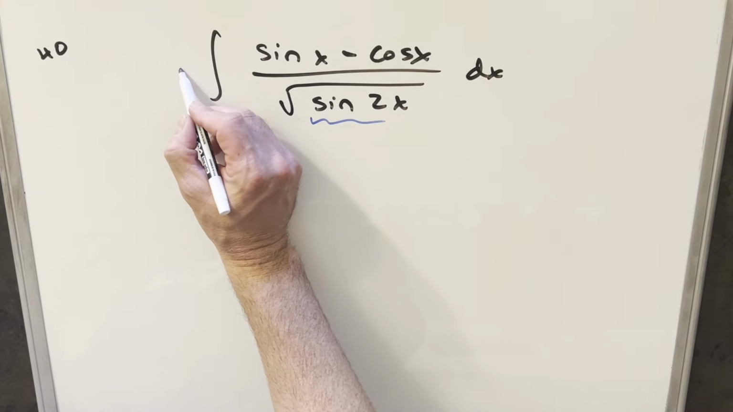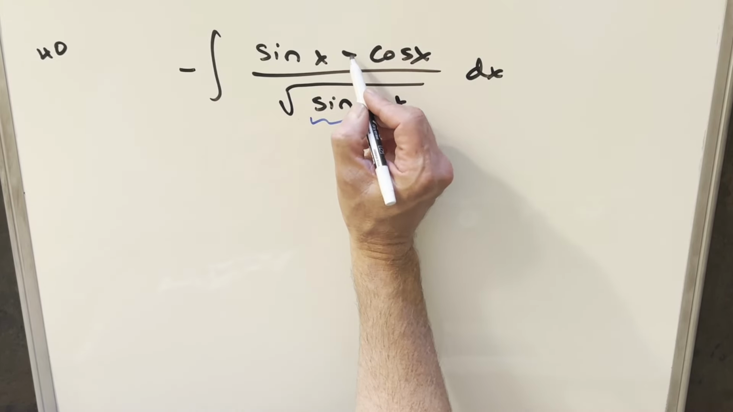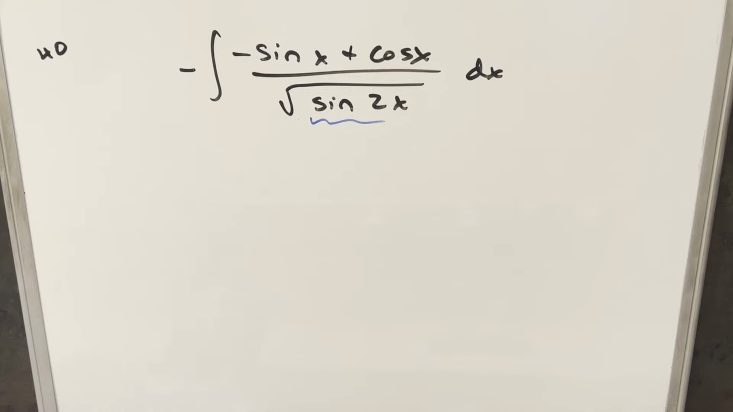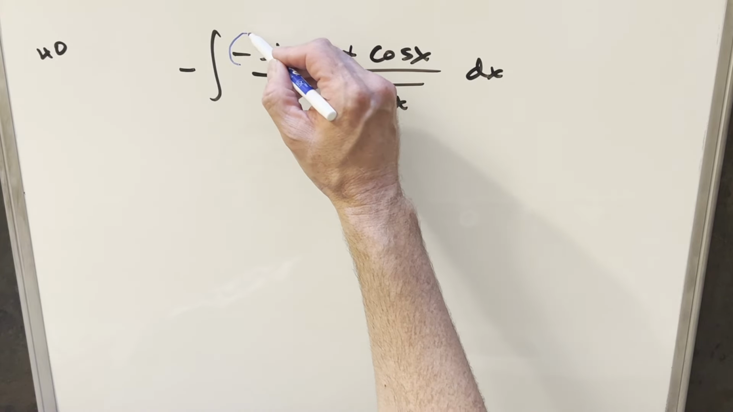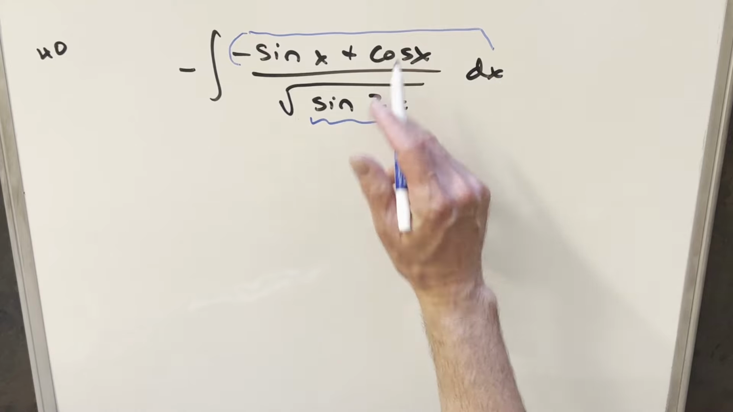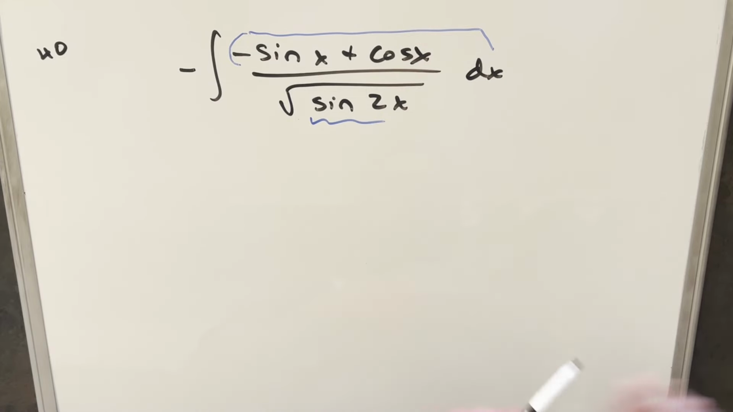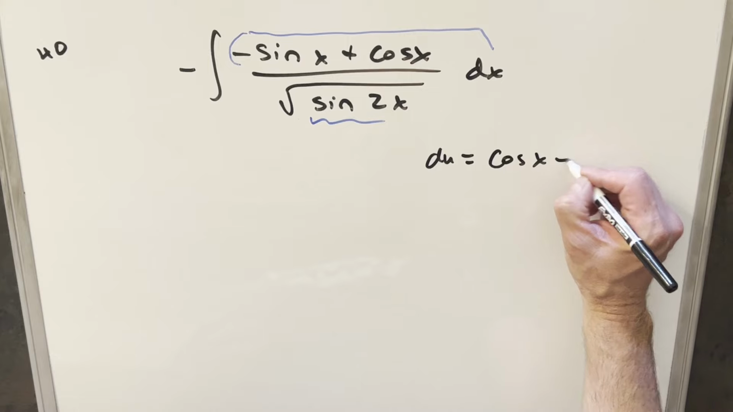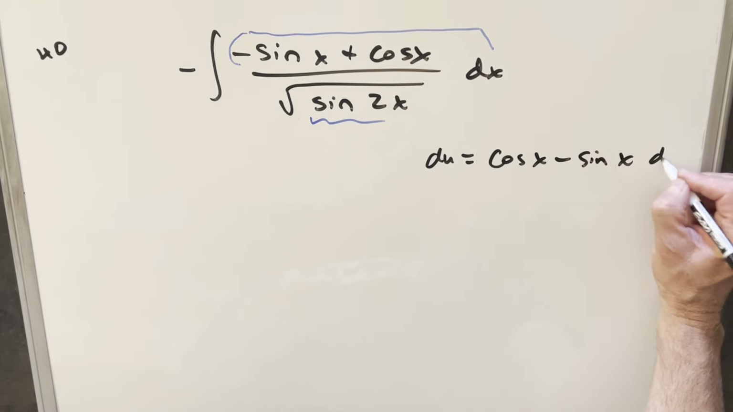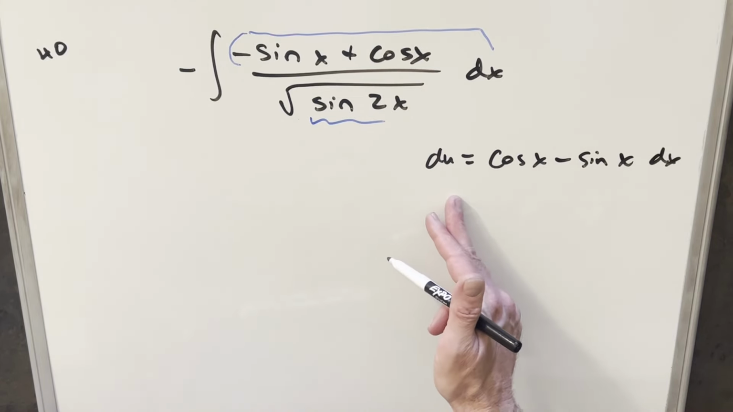To start with, I'm going to factor out a minus sign and then switch the sign here. And then I'm going to do my u substitution in reverse, where I'm going to say I want everything up here to be my du. So we'll start with that. We'll write it as du equals (cos x − sin x) dx. And then from here, we just need to find our u.